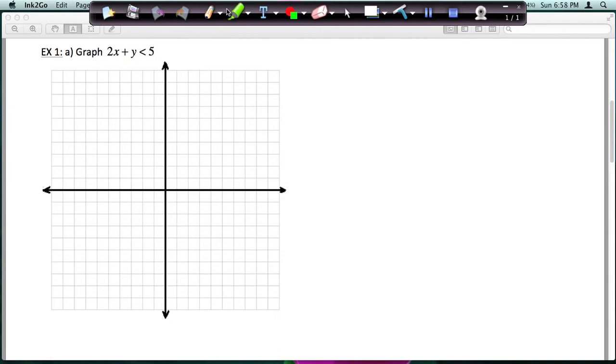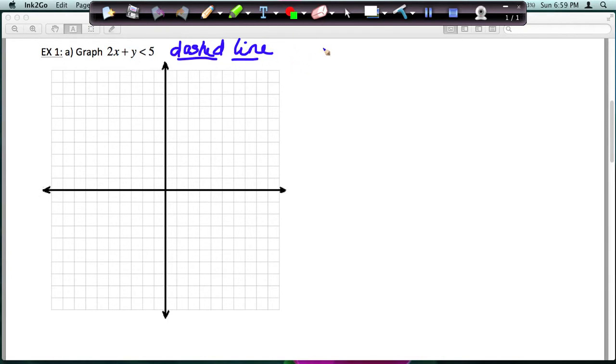Graph this linear inequality, 2x plus y is less than 5. So the first thing I like to do is look at the inequality sign and see that's a less than symbol only, which reminds me that I need to draw a dashed line when I do graph this. So it's easy to forget that. So that's usually the first thing I do. Just remind myself I need a dashed line.